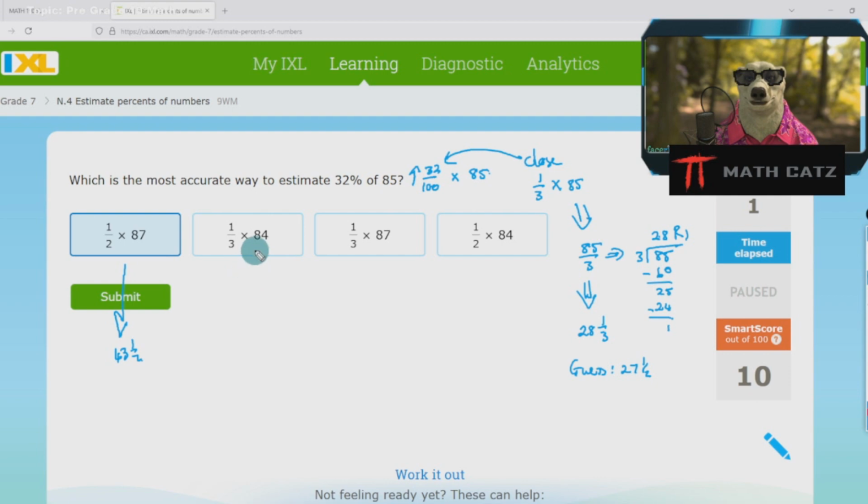A third of 84, so they did go to the obvious third, which is what we did, but they lowered the 85 to have a multiple of 3, which is fair. Now the division wasn't super hard. They went to 84 instead of 85, so they wouldn't get a remainder, so they would just get 28, which is arguably a little bit easier, sure.